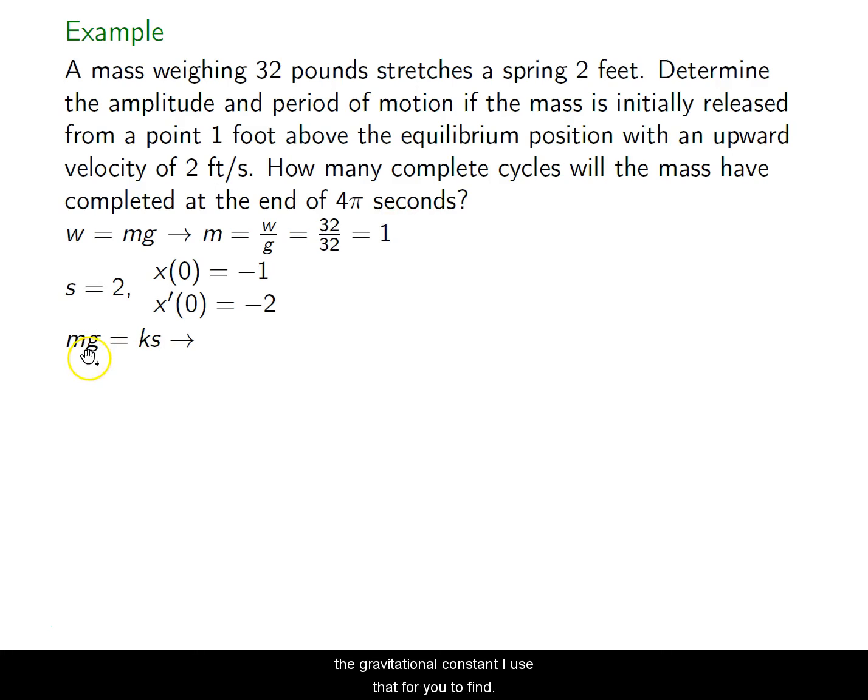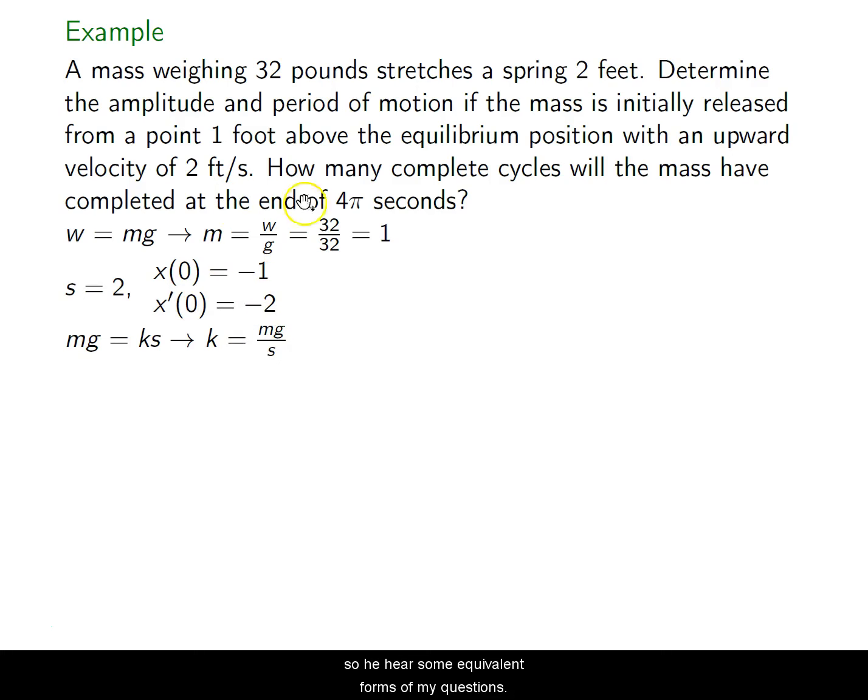I know the gravitational constant because I use that to find m. I know the spring value that was given to me, so now I need to find k. If you notice, this mass times gravity is the same as my weight. So my k is actually w over s, okay? And my mass is actually w over g, so that's kind of nice, okay?